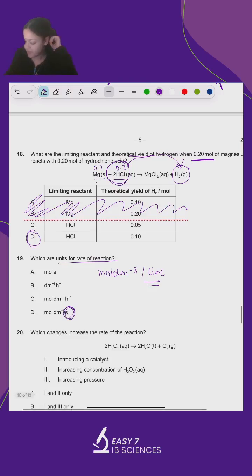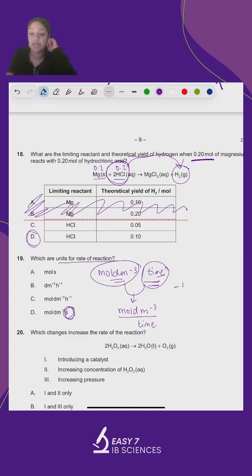So in terms of the units for rate of reaction, it has to be something per time. First of all, it has to be mole per decimeter cubed. It has to be a concentration unit per time. Now, because it's per time, the time has to be to the power of -1 when it's brought to the numerator, because writing the rate of reaction is the same as writing mole per decimeter cubed over a specific time. That can be second, hour, minute, anything really, but it has to be over time.